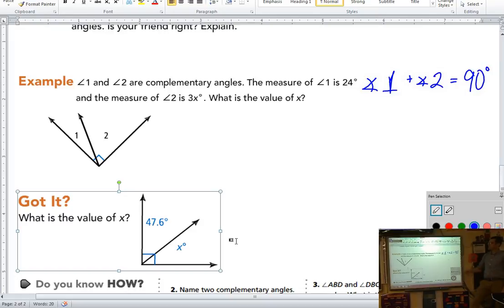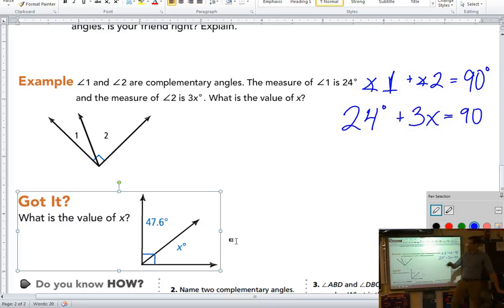It then tells me angle 1 is 24 degrees, so replace that with 24 degrees. Or substitute. Monica? Sure, keep going. So then what do we do next? Then we replace the angle 2 with 3x, and then it's still equal to 90. Now we just solve it by first taking away the 24, so minus 24 on both sides.